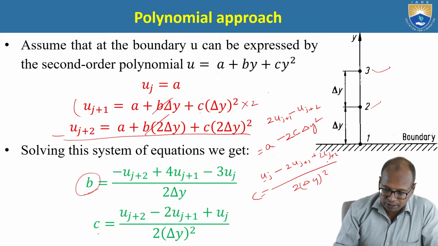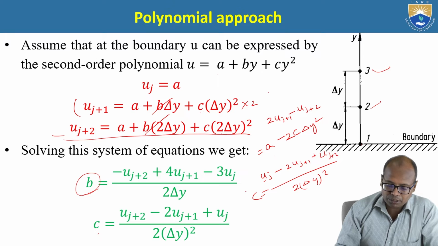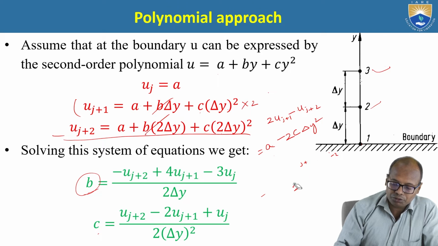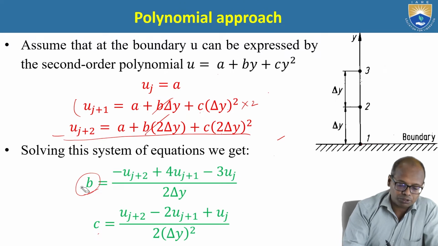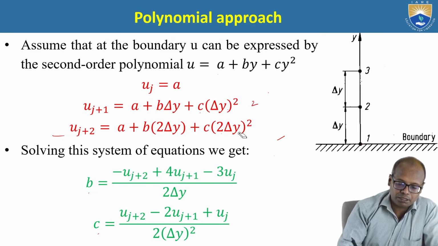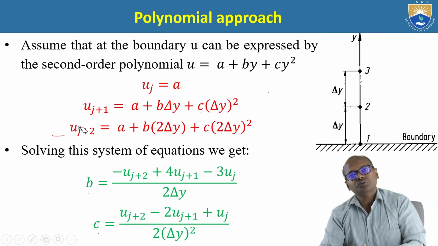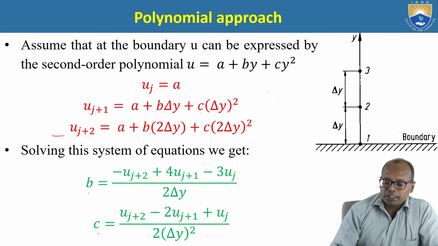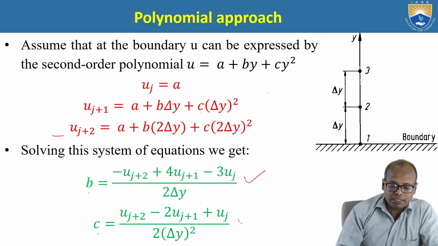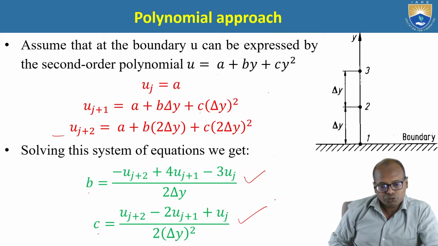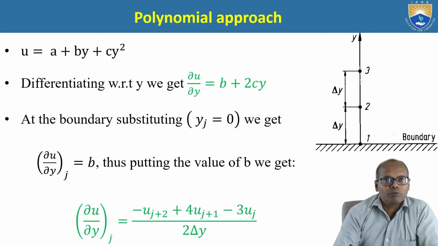The same thing you can see here, it is u(j+2) minus 2u(j+1) plus u(j). So this is the procedure for finding the solution for these two constants using this polynomial approach. Once you get the values of a, b, c, what can you do? You can find the expression for dou u by dou y and the expression for dou square u by dou y square. How, we will see. You have the value for b and you have the value for c. So if I differentiate this equation with respect to y, what will I get?